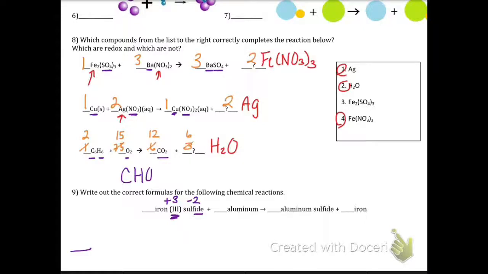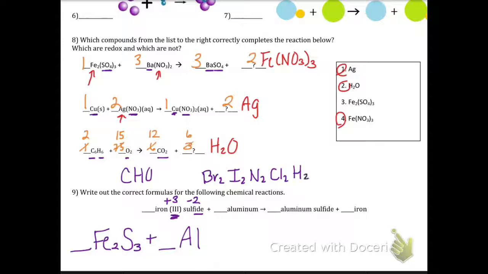So how many of each do I need so that the charges cancel out? Well, I'm going to need another iron and I'm going to need 2 more sulfurs. So for every 2 irons, I'm going to need 3 sulfurs, plus aluminum. Aluminum is not part of Brinclhof. Okay, so remember Brinclhof: bromine, iodine, nitrogen, chlorine, hydrogen, oxygen, and fluorine. So it can stay all by itself.